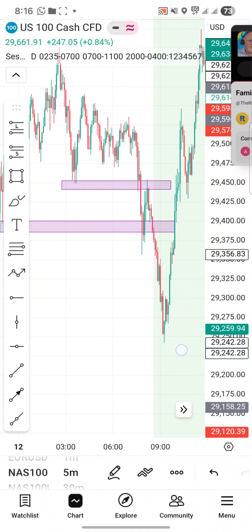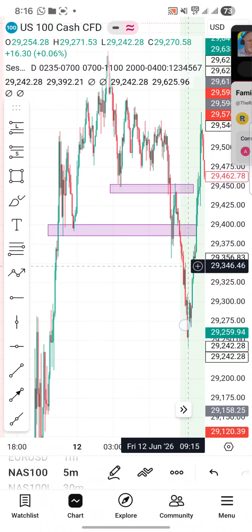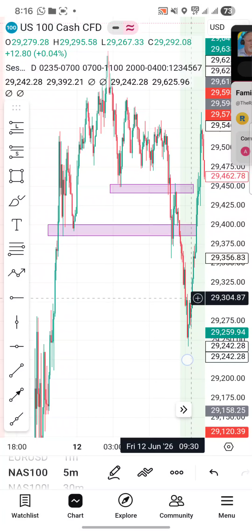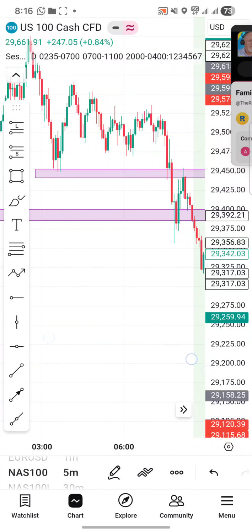This green candle here could be a retracement back up, but its top wick didn't touch any levels, so we ignore it. There's another green candle here, but its top wick didn't touch any levels either, so we ignore it. And so the next level we see, funny enough, is down here at the bottom.